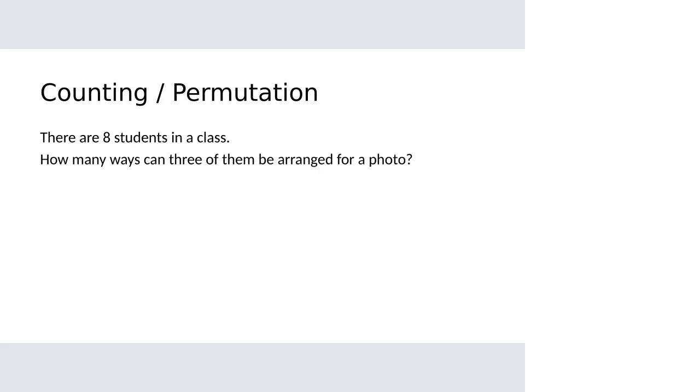Counting permutations. There are 8 students in a class. How many ways can 3 of them be arranged for a photo? I think the hardest part of this question is deciding whether it's a permutation or a combination. These students are going to be arranged for a photo. That means that order matters, and when order matters, we know we have a permutation.